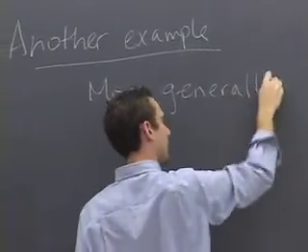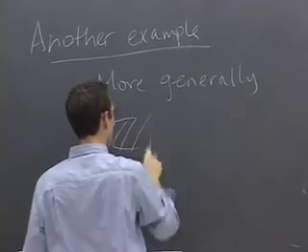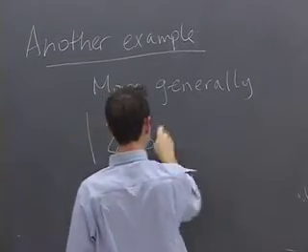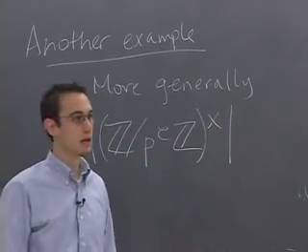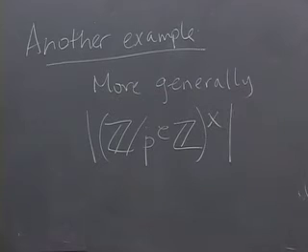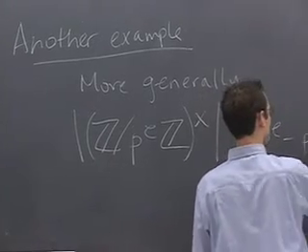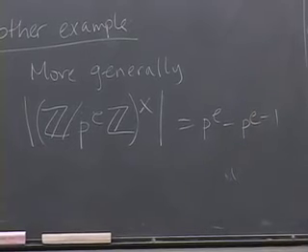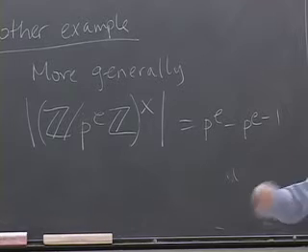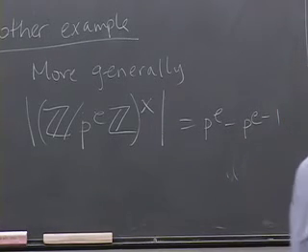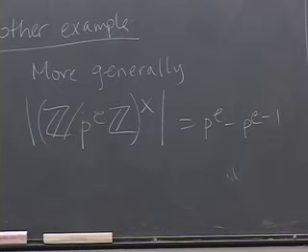More generally, what is the order of (Z mod P^E Z)*? Any takers? Yes? It's P raised to E minus P raised to E minus 1. Why? So the answer he gave makes a sort of reference to some number theoretic background. But there's a very simple combinatorial way of seeing why that's true. Yes, go ahead.